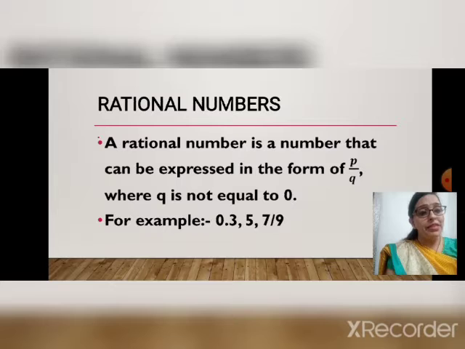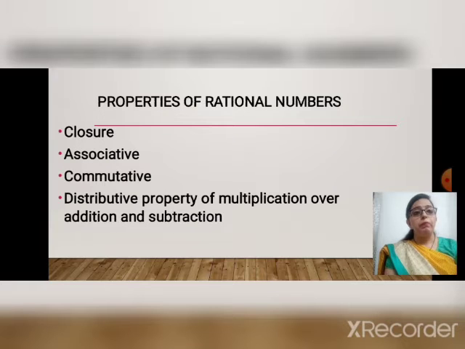When I am writing a decimal as a fraction, what will it become? 0.3 will become 3 upon 10. Yes, it is a rational number. For 5, there is nothing in the denominator. When there is nothing in the denominator, we will assume it as 1. Yes, it is also a rational number. 7 upon 9, yes, 9 is the denominator, so it is a rational number. Only 0 cannot be in the denominator for any rational number.